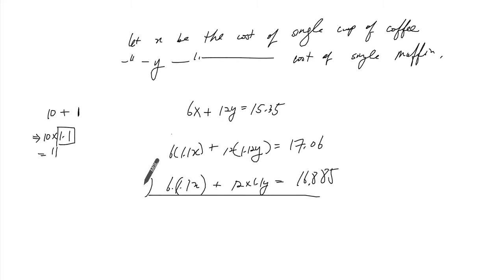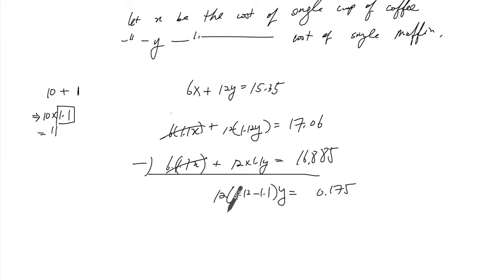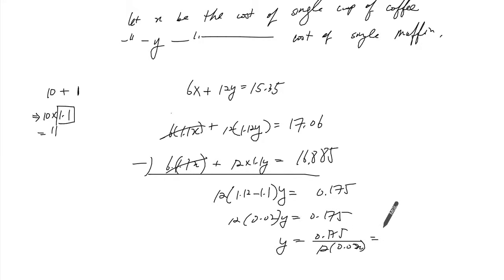So if we subtract this, here we get, if you factor out 12, 1.12 minus 1.1 times y. Subtract this, and this is going to be 12 times 0.02y is equal to 0.175. So this will give us the original price of the muffin.